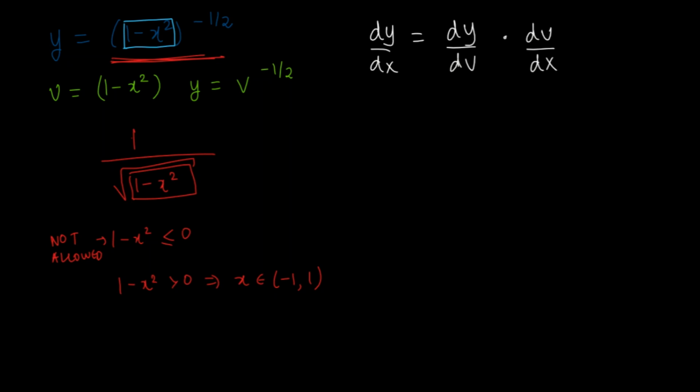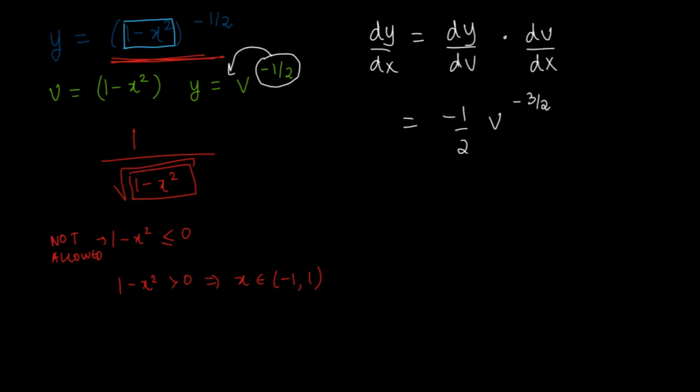Now, if you want to start and differentiate this function, you can write dy over dv as negative half v to the power of -3 halves. And the reason why I did that is very straightforward. I took this -1 half, brought it here, and subtracted 1 out of it.